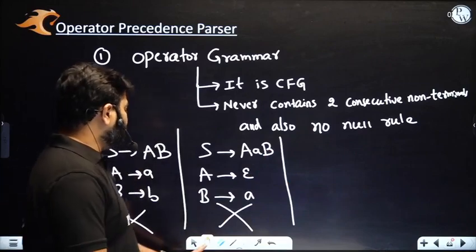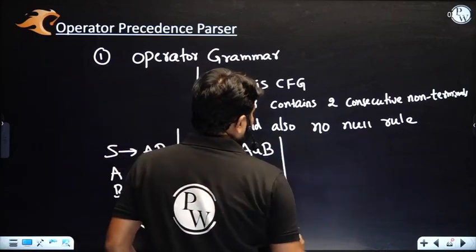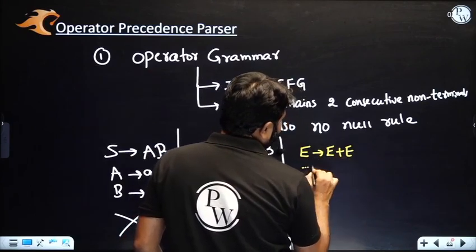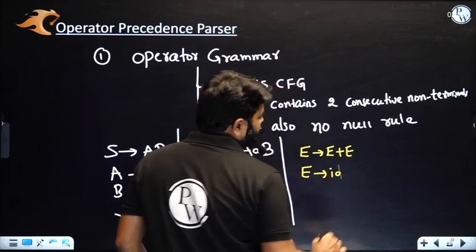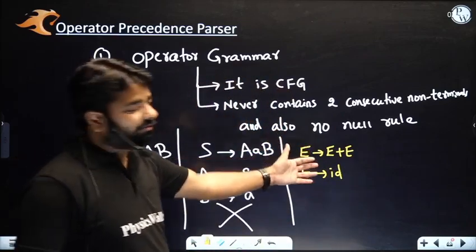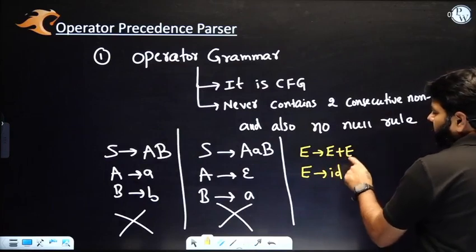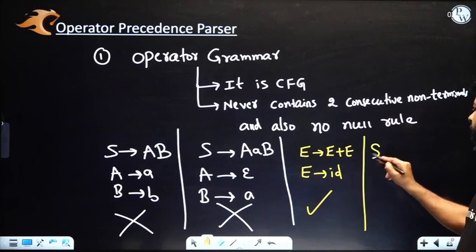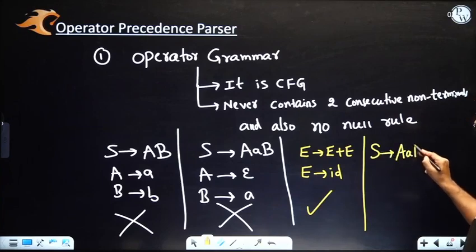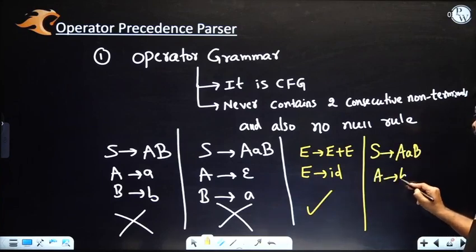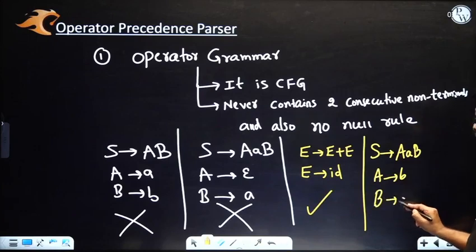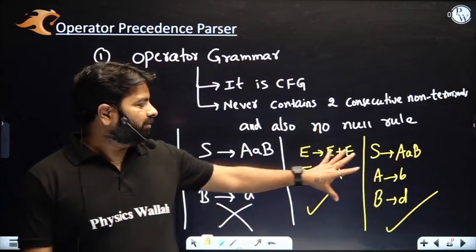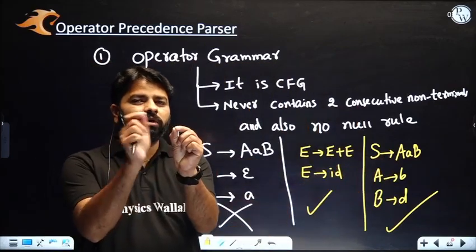Then which one is an operator grammar? Something like E derives E plus E, E derives ID. Good. You don't have a null rule, and you don't have two consecutive non-terminals. They are not consecutive, since an operator is coming in between. This is an operator grammar. Sometimes you may have something like S derives AAB and A derives B, B derives C, or let's say D, and this is also an operator grammar. What is operator grammar? You should not have a null production and you should never see two non-terminals consecutively.